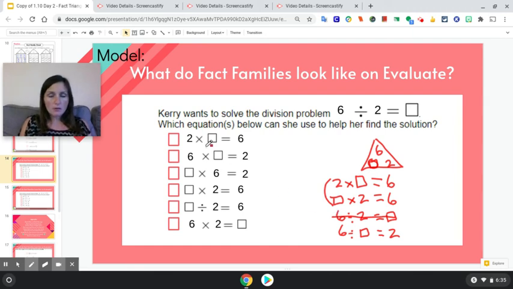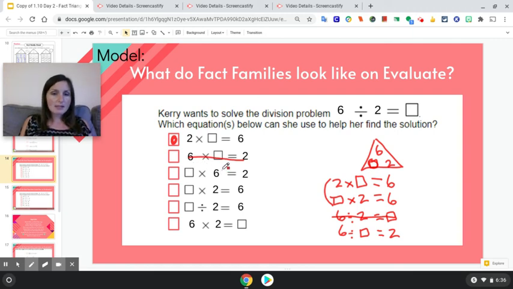I'm going to look over here and see if I can find 2 times blank equals 6 or blank times 2 equals 6. What is this first one? 2 times blank equals 6. Oh, that's the first one I wrote here, so that is going to be an answer. I would click this one. Let's look at the next one. 6 times blank equals 2. That's 6 divided by blank equals 2, but not times. So that's not going to be an answer.